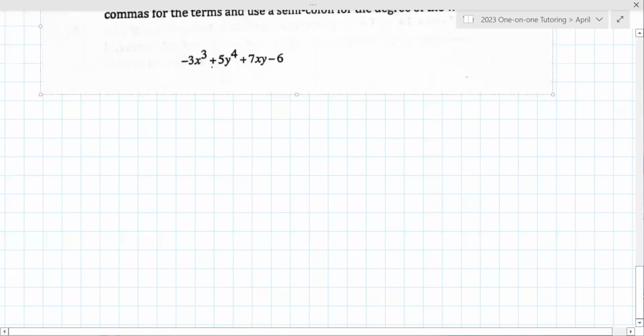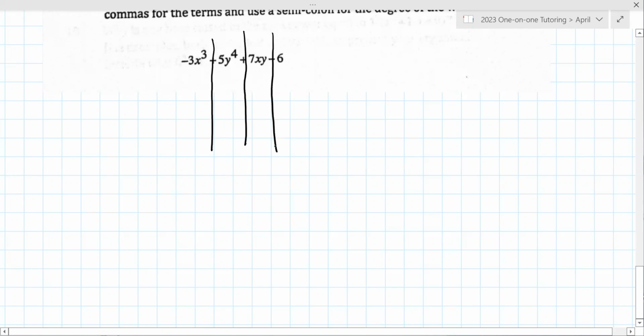So you look at these, there's really 4 terms here. You don't care about the sign. Okay. So the first one here, it is degree 3. It's the exponent. Okay. So for the next one, 5y to the 4th, the degree is 4. It's the exponent. The degree is always the exponent. Oh, okay.